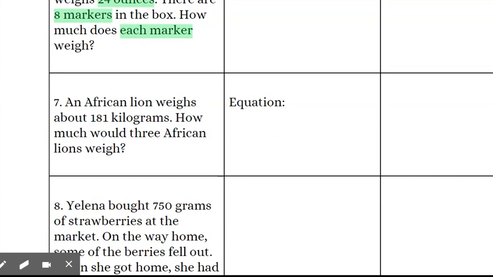Number 7, I actually Googled this. An African lion weighs about 181 kilograms. How much would 3 African lions weigh? Now, I'm going to give you a bit of a hint right now. I know that we have not learned to do 181 times 3. I know that. But what I also know is you could do 181 plus 181 plus 181, and that will give you the answer. Okay, big hint there.